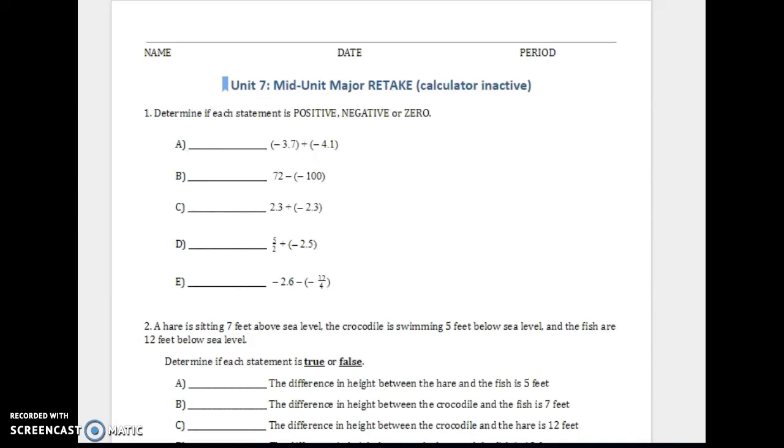Unit 7 Mid-Unit Major Retake. Question 1. Determine if each statement is positive, negative, or zero.